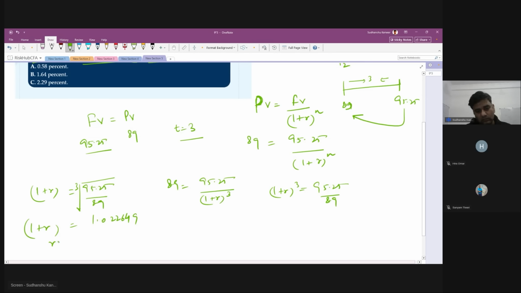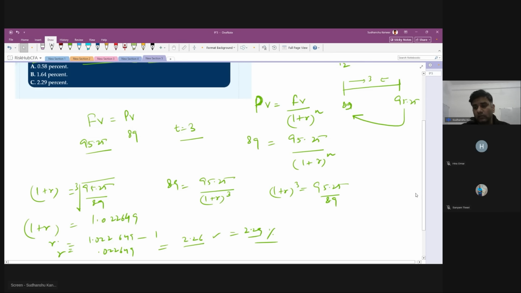So R is equal to 1.022649 minus 1, which becomes 0.02264, right? And it becomes like multiply, so 2.264, maybe there is a rounding off for me, but it is 2.29%. Okay, because there is nothing close to that.